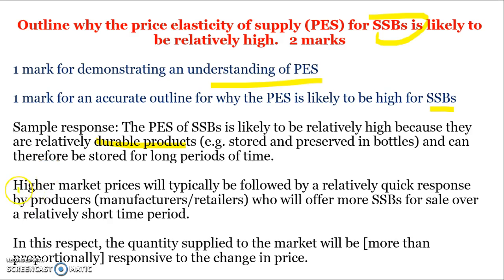Therefore, when prices rise, this will be typically followed by a relatively quick response by producers who can offer SSBs for sale in a relatively short period of time. In this respect, the quantity supplied to the market will change more than proportionally to a change in price. Again, you've got to make sure you define the key term in your answer. The fact that they're durable is your factor, and therefore they can be stored. This means that when prices increase, they can quickly be supplied to the market, and therefore the quantity supplied varies more than proportionally to a change in price.